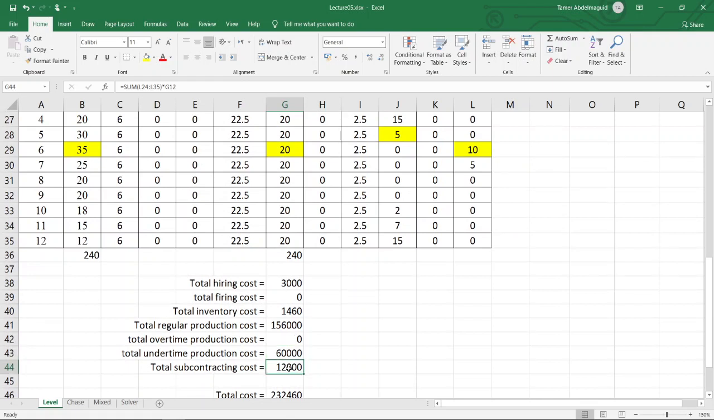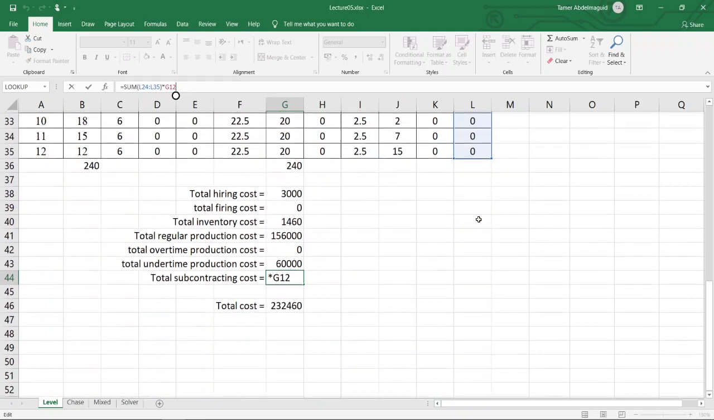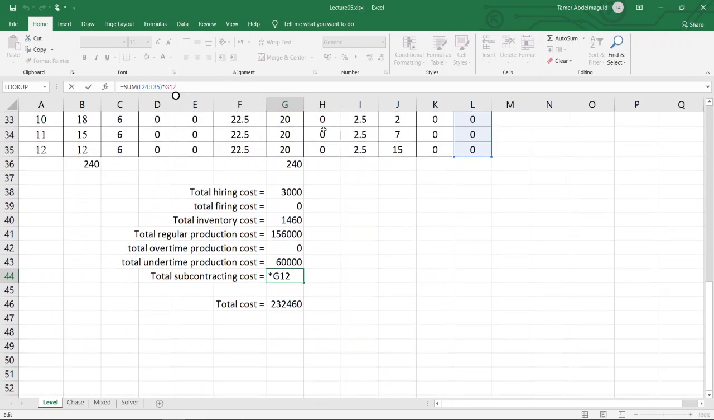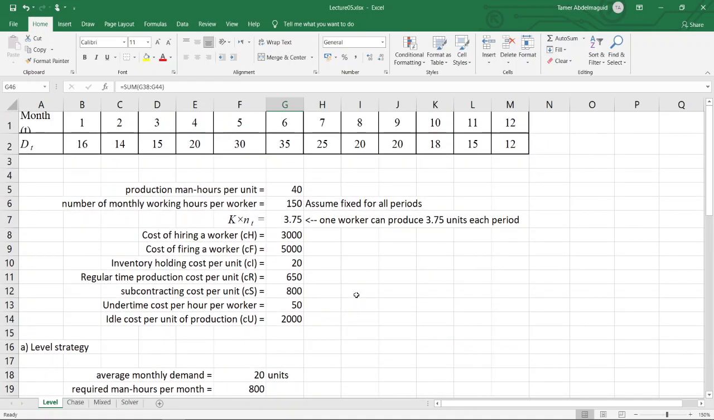Then finally, the total subcontracting cost is the summation of the values given in the last column for the variable S sub t times the cost of subcontracting 1 unit. Okay, the summation of these values will give us this number, which is the total cost of the current solution using the level strategy. So that's basically the application of the tabular graphical approach using the level strategy in this problem.